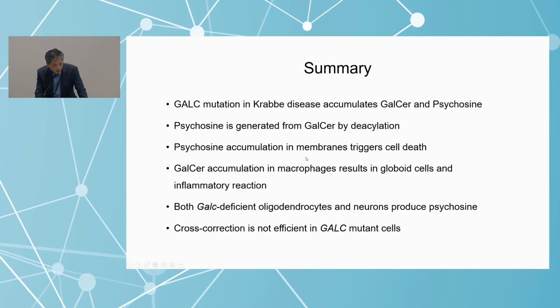So this is a summary. The calcium mutation in Krabbe disease accumulates GALCA and cytokine, and cytokine is generated from GALCA by the isolation, and cytokine accumulation in the membrane triggers, of course, cell death. And GALCA accumulation independently can result in globoid cells and inflammatory reaction. And both the calcium deficient oligodendrocytes and neurons produce cytokine. We are still studying more specific functions of the microglia, macrophages, and astrocytes. And cross-correction is not very efficient in calcium mutant cells.